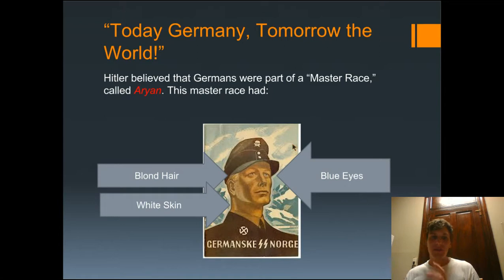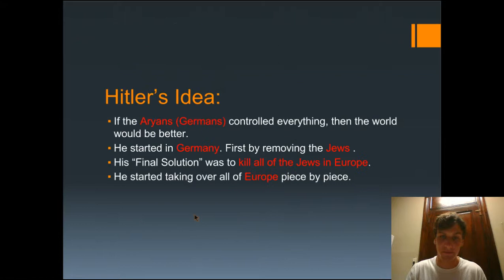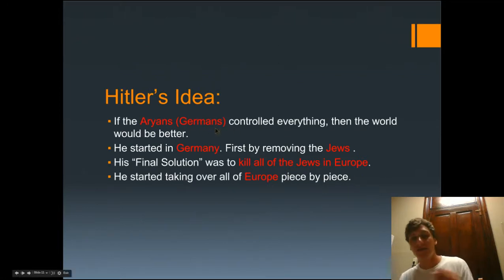So Hitler's idea was that Germans were part of this master race called the Aryan race. You've probably seen this when you talked about the Holocaust in your ELA class or your literacy class or somewhere else. But he says that Germans have blue eyes, blonde hair, white skin, and that is the greatest race possible. That was his idea. I don't know, it's just his thing. So he thinks that Aryans or Germans, if they controlled everything, then the world would be better.